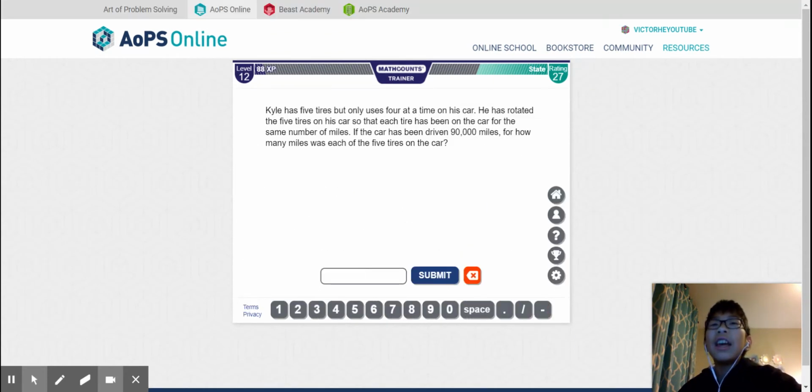Okay, next problem. Kyle has 5 tires, but only uses 4 at a time on his car. He has rotated the 5 tires on his car so that each tire has been on the car for the same number of miles. If the car has been driven 90,000 miles, for how many miles was each of the 5 tires on the car?